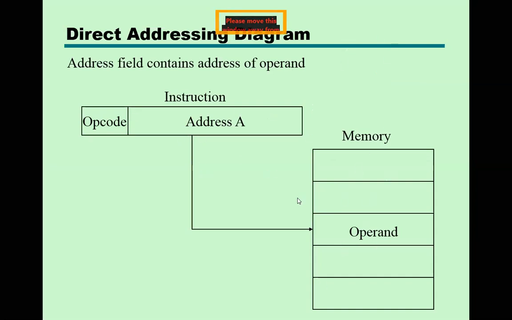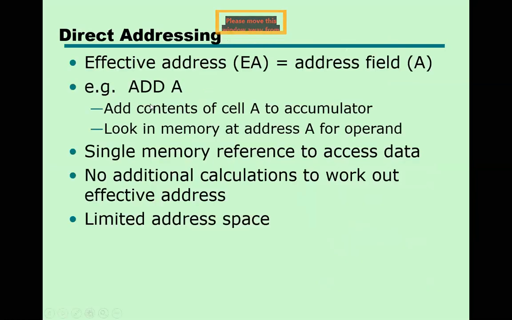It depends upon the size of the address field available. So limited address space is a disadvantage with direct addressing. Otherwise, this is also fast, but compared to immediate addressing, it is slower. Because in immediate addressing, the value is directly given there, you directly choose that value and do the addition. But in direct addressing, you are referring to a memory location, and from the memory location you are choosing a value.